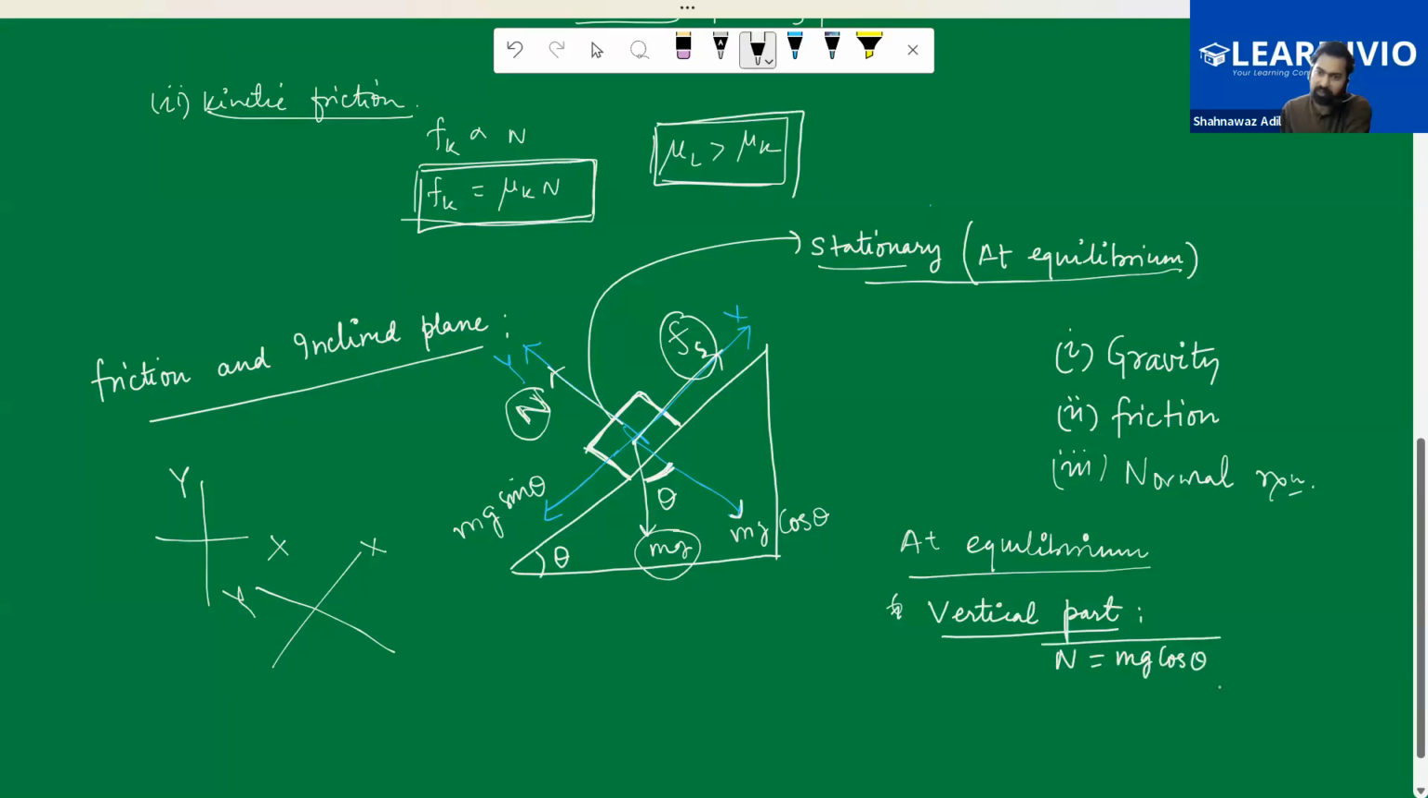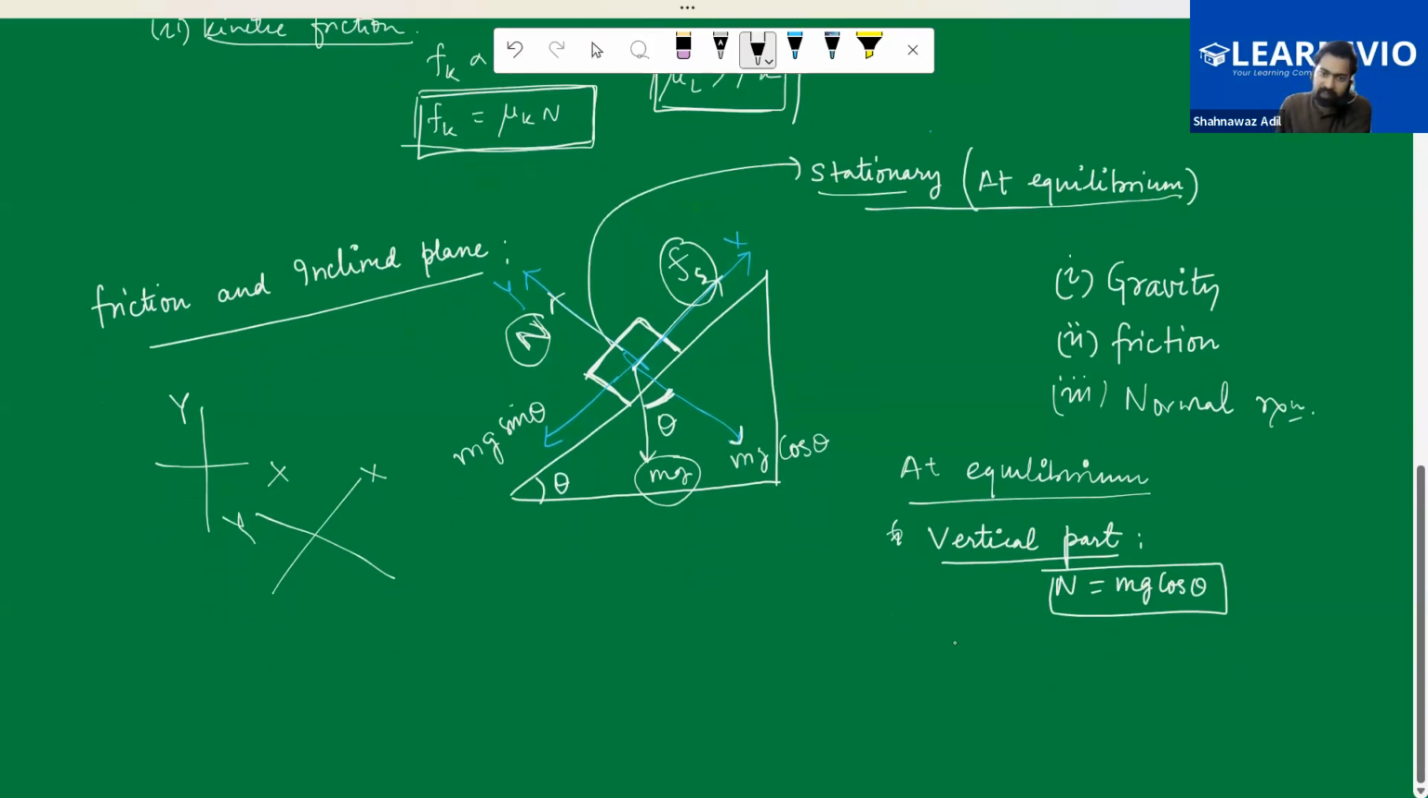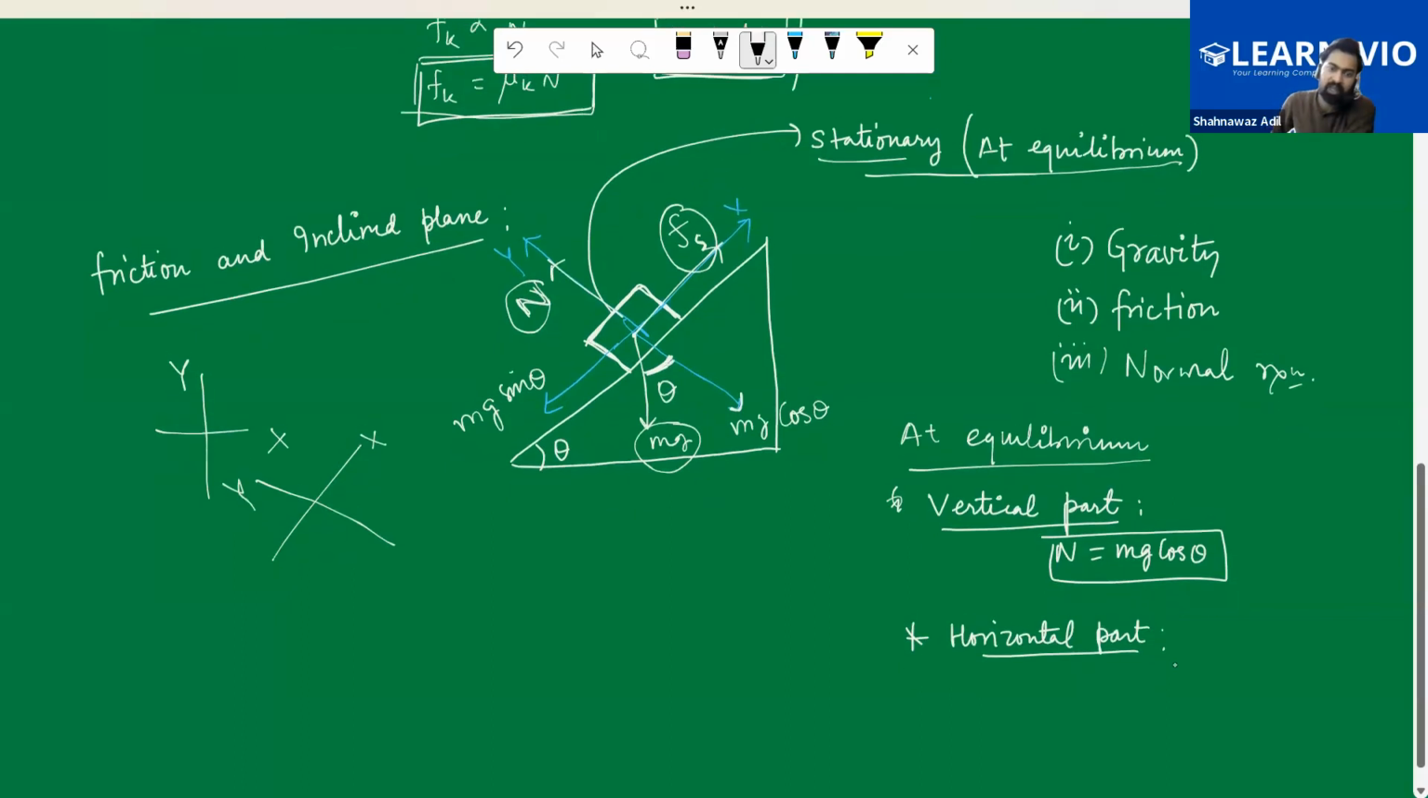right? And what would be the horizontal part? Can you guys tell me? What is the horizontal part, guys? What is the horizontal equilibrium? How is the x part balanced? Yes, guys, please tell me.